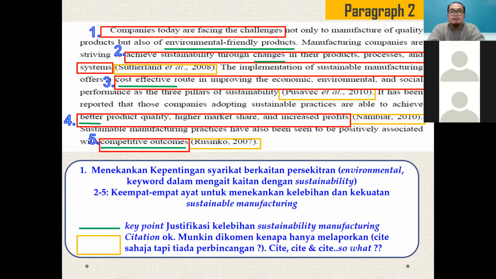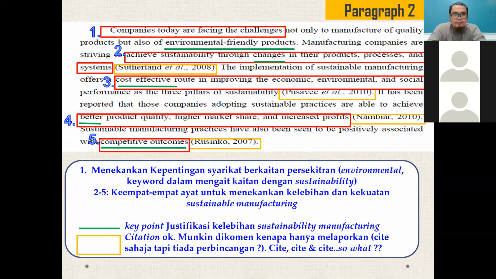The implementation of sustainable manufacturing offer the cost-effective road improving economic, environmental, and social performance as the 3 pillars sustainability. It has been reported that those companies adopt sustainable practice are able to achieve better product, higher market share, and increase profit, and then has be seen to be positive associated with a competitive outcome. Also, this paragraph, they try to deep to explain what the benefit this topic area.